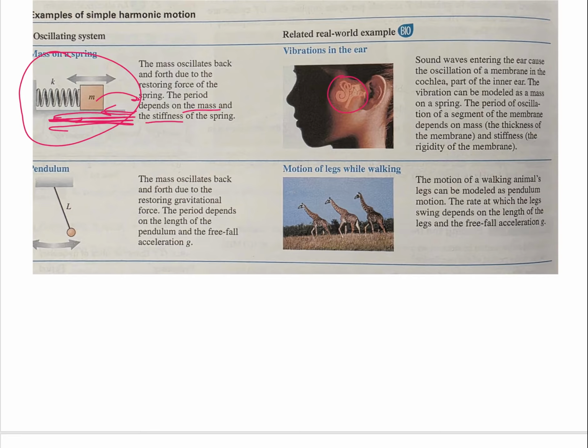Okay? So the period of oscillation of a segment of the membrane depends on the mass, again, and the stiffness of the membrane. There you go. It's the mass and the stiffness, just like with the mass and the stiffness of the spring.